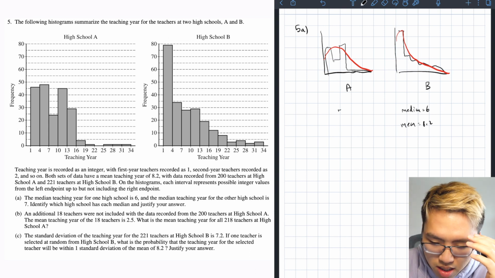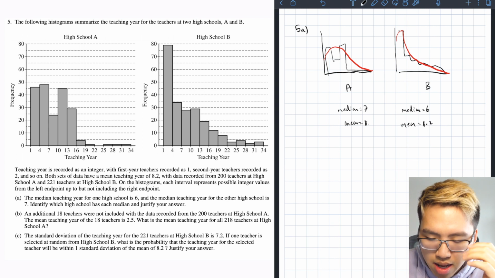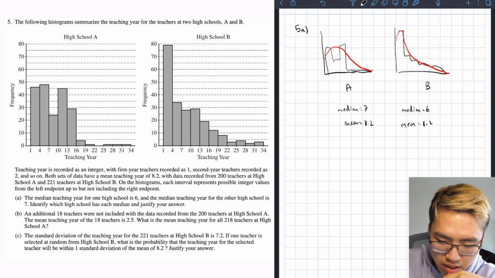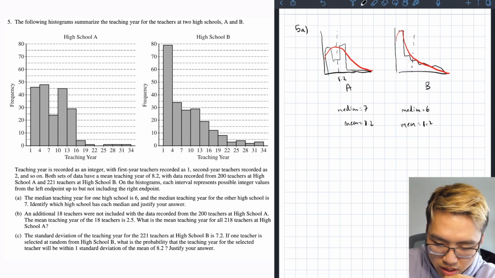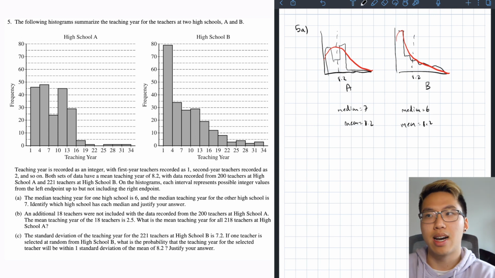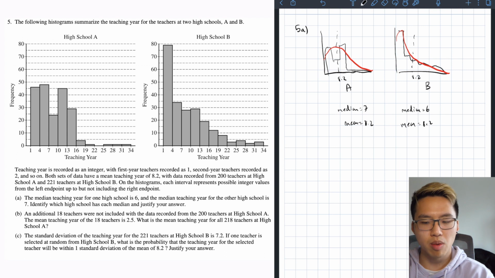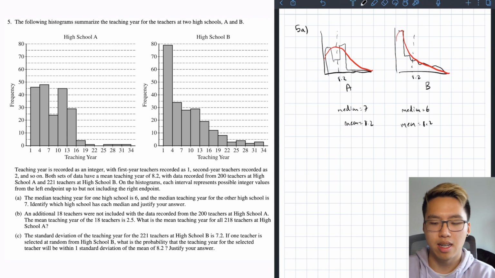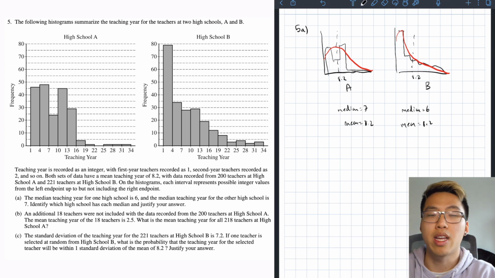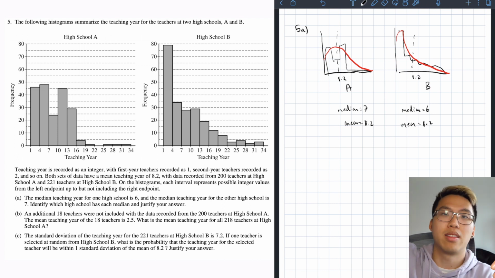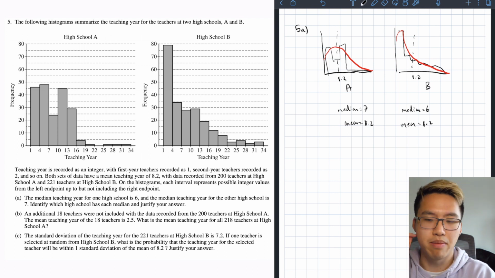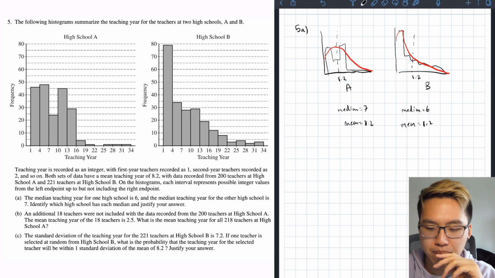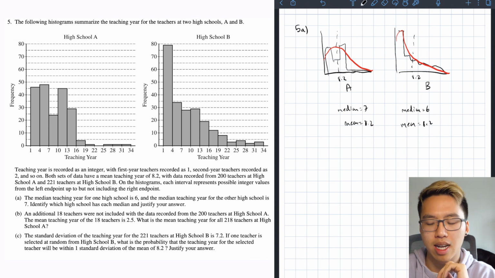And the reason for that is, let me just write out these numbers. If the mean for both these schools is 8.2, one thing to note about high school B is that this is what we call a right skewed distribution, where the tail on the right side is a lot longer than the tail on the left side. One property of this is that in these skewed distributions, the mean is usually a lot larger than the median, because the mean has been dragged up by the tail on the right end. The higher values are dragging up the mean. So we expect the mean to be a lot bigger than the median. So I'm going to go with that as my answer.